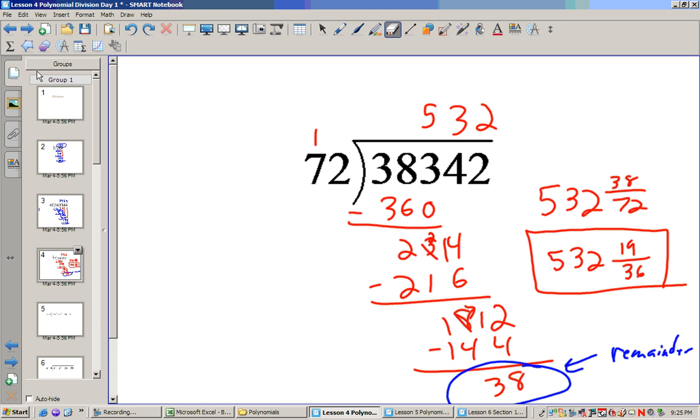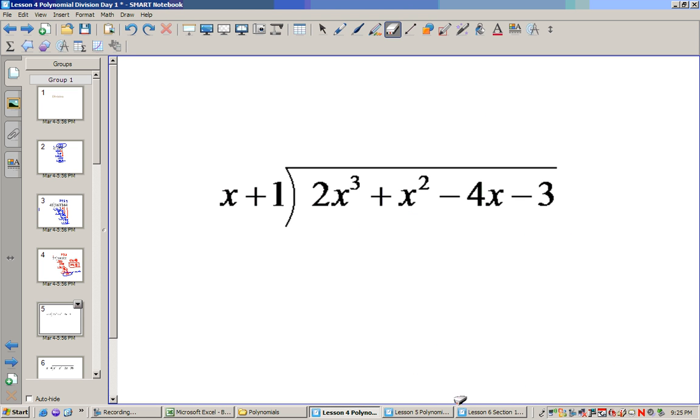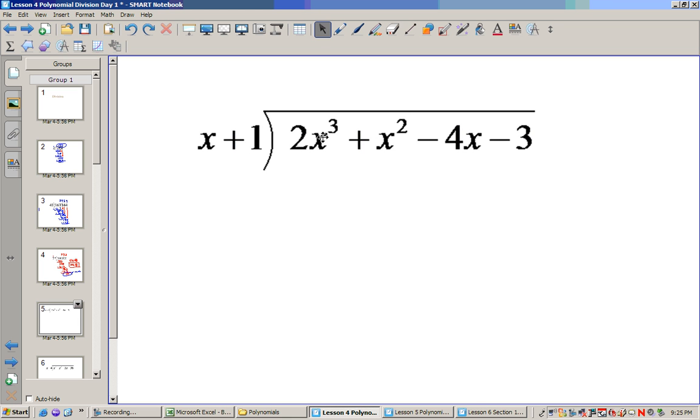All right. So now this process is important once we get to something like this. So now we do the same process. It might look more difficult because you have x's and coefficients, but it's all the same deal. How many times does x go into 2x cubed?